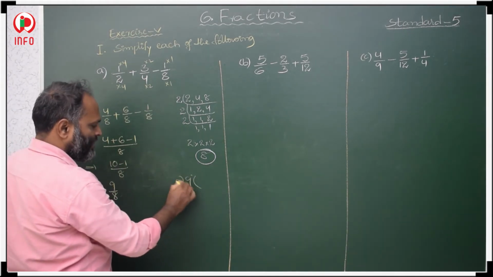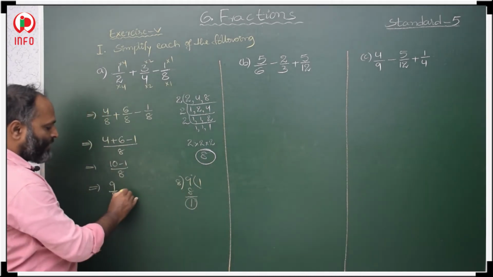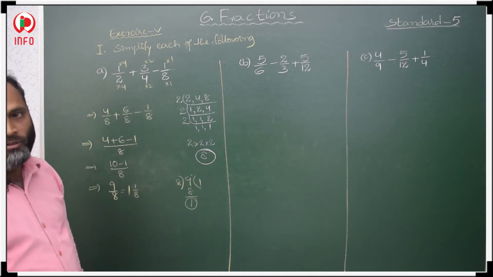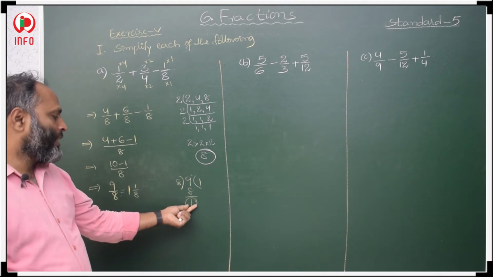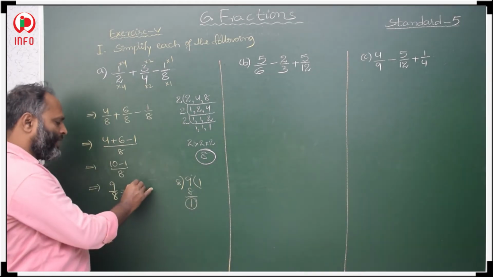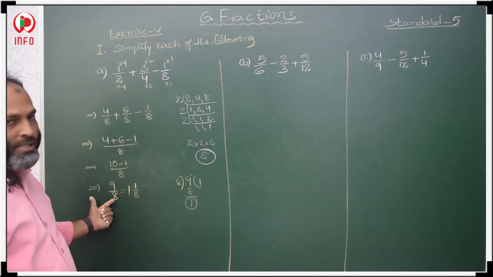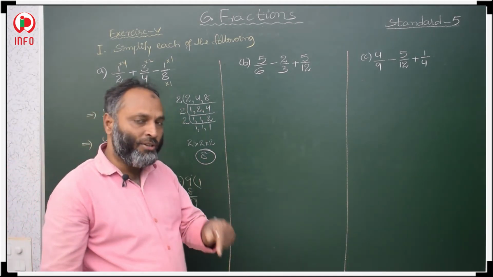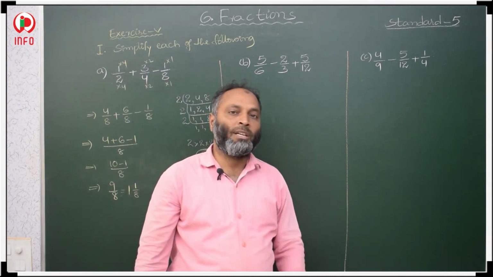8 divides this 9. 8 ones are 8 here. The quotient we have to take, and remainder by divisor. 1 by 8 we have to write. We have to take the quotient, and after that, remainder by divisor we have to take. So, this is the mixed fraction when an improper fraction is given. Okay, when an improper fraction is your answer, then you should convert the improper fraction into a mixed fraction also.